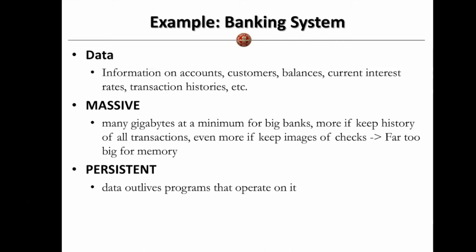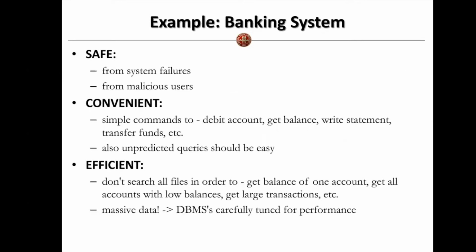So data should be persistent. In other words, the data should outlive the programs that operate on it. Of course, the data should be very safe. Safe from what? The banking system should be safe from system failures. Most database systems run on computers, and a computer may fail or may crash. If a system crashes, the data should be safe from these crashes.